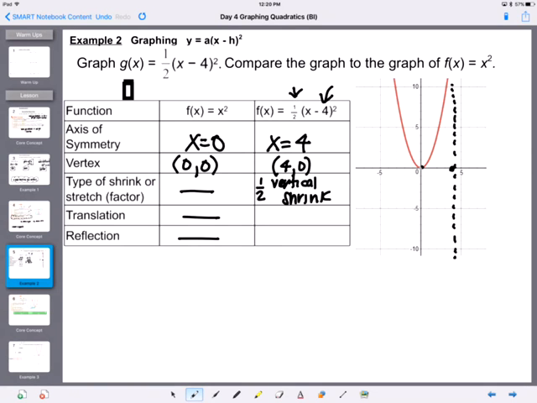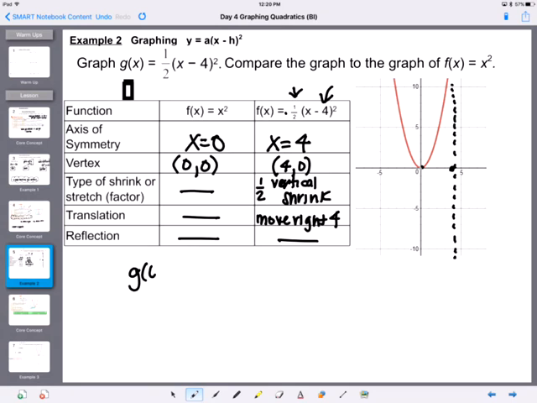Our translation, remember inside is opposite, so a negative h moves our graph to the right 4. And our a is positive, so there is no reflection. So when we graph this, we can find 2 more points. An easy point to evaluate would be 0.